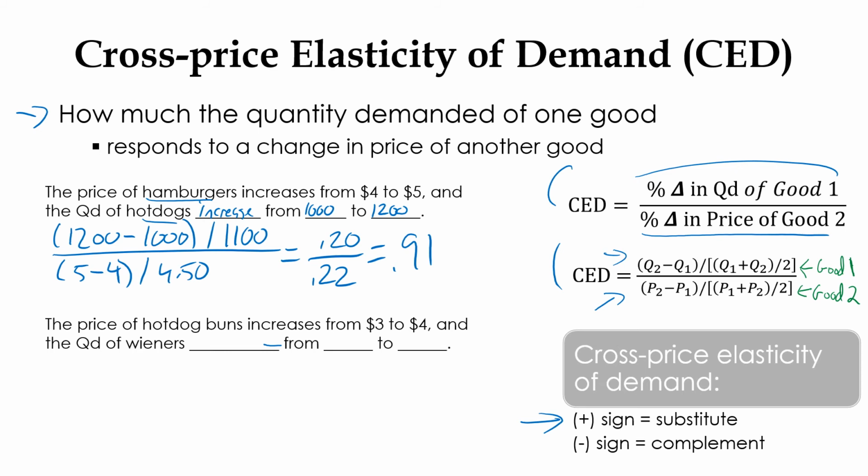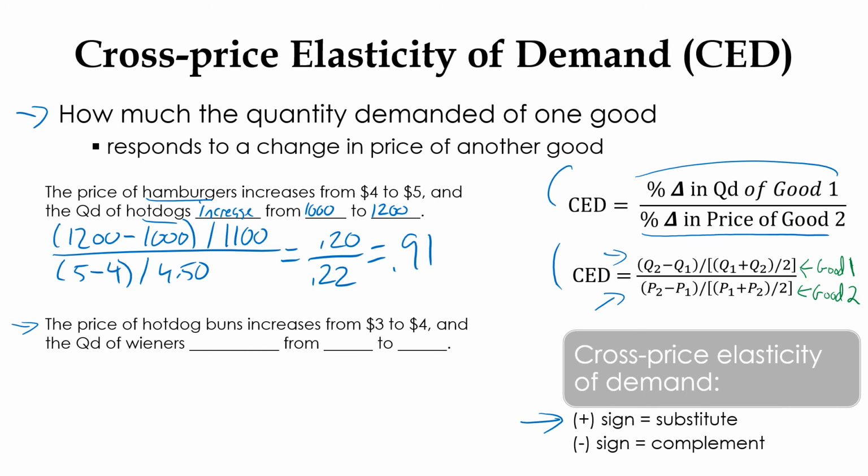Okay, so we're talking about substitutes, but we're also talking about complements. Let's look at this scenario. The price of hot dog buns increases from $3 to $4, and the quantity demanded of wieners, well, wait a sec, is that going to increase or is that going to decrease?